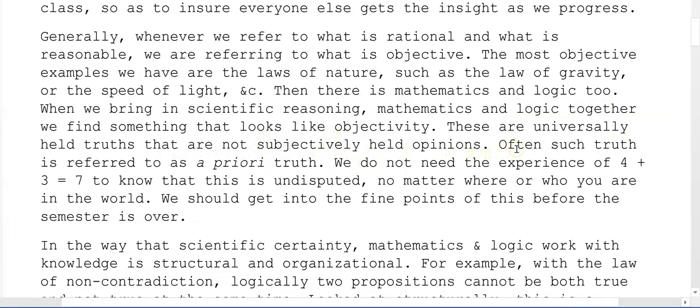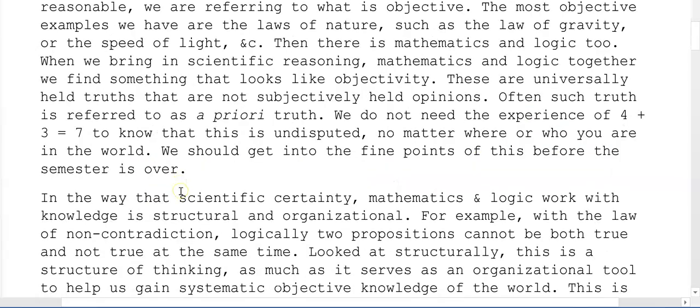Often such truth is referred to as a priori truth, prior to experience. In other words, we don't need the experience of 4 plus 3 equals 7 to know that this addition is undisputed, no matter where or who you are in the world. We should get into the fine points of this before the semester is over.